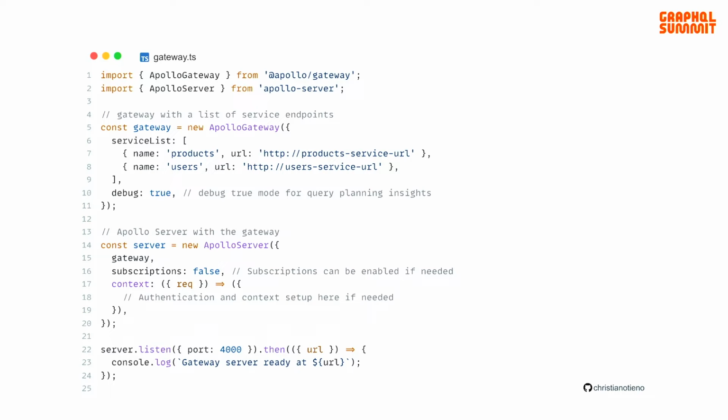So this is just TypeScript code showcasing how you can create your gateway. Nothing much going on. We have a server using Apollo Server and the gateway there. And down there we're just creating a server using Express.